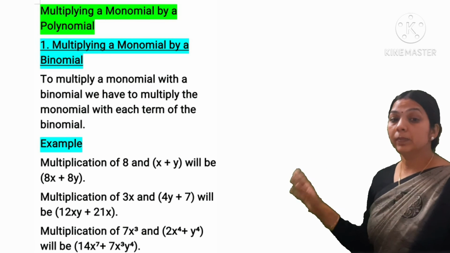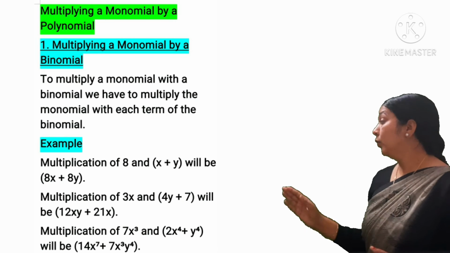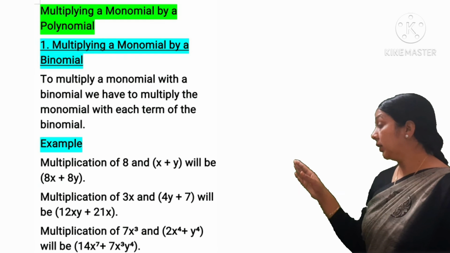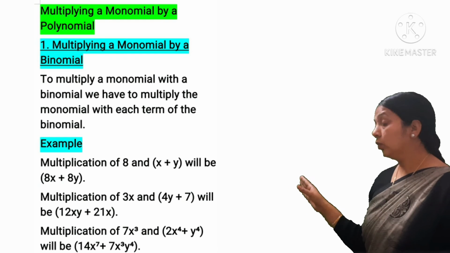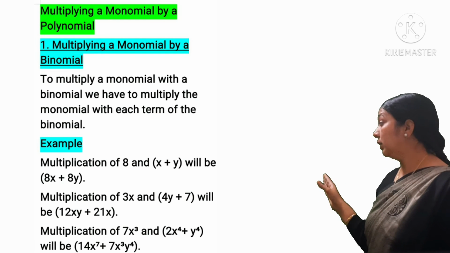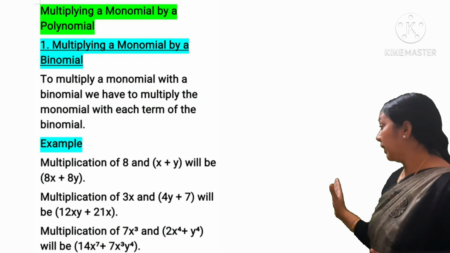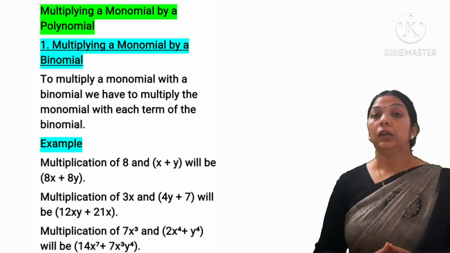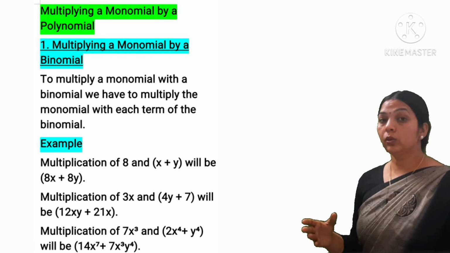Similarly, if you take another example, that is 3x into 4y plus 7. So we will multiply 3x to 4y, that would result in 12xy, and then 3x to 7, that means 21x. So this is how we can multiply a monomial to a polynomial.